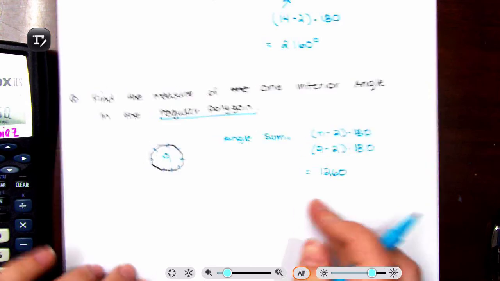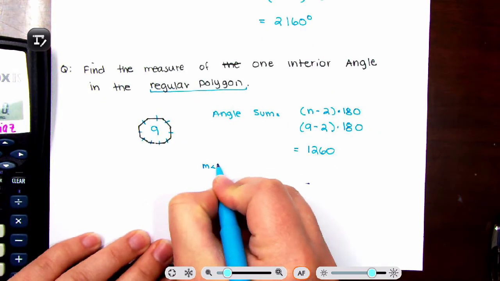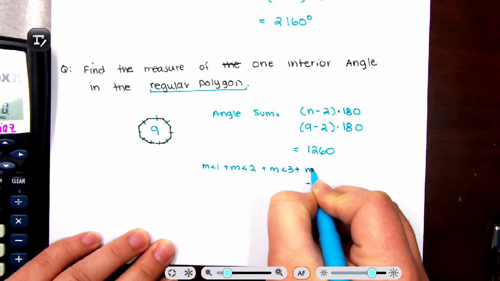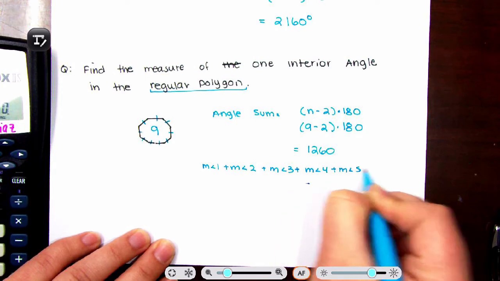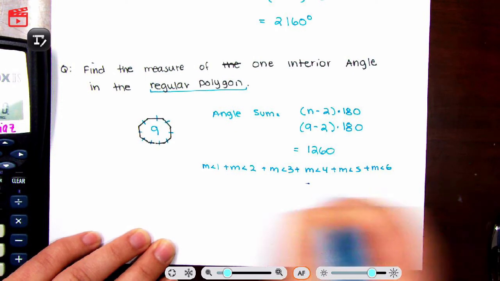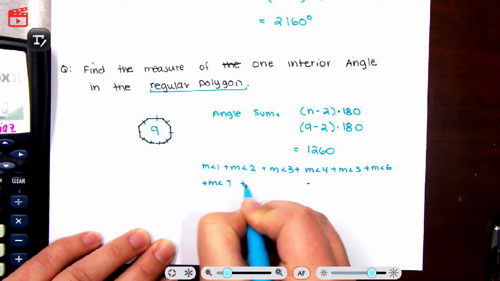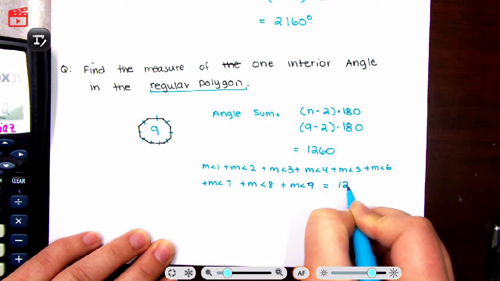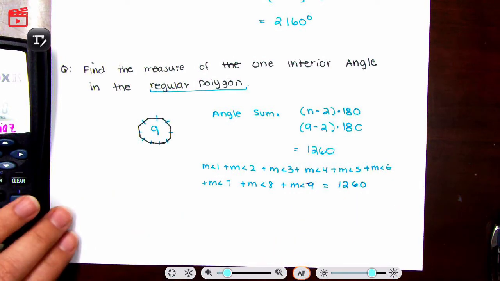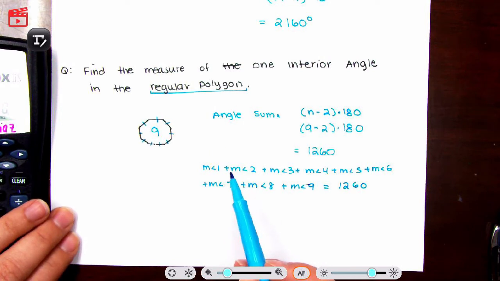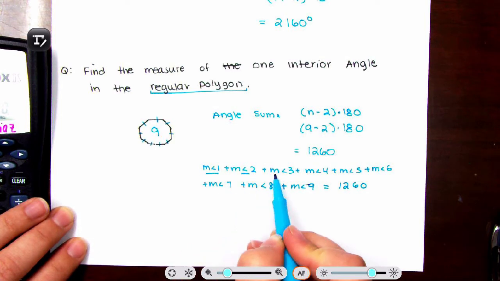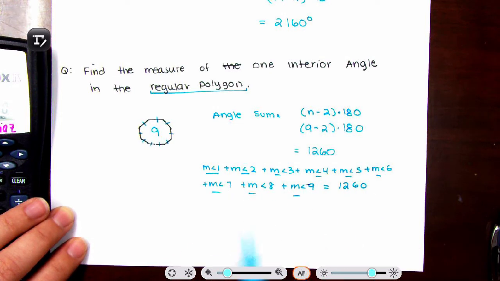And that means that the measurement of angle 1 plus angle 2 plus angle 3 plus angle 4 plus angle 5 plus angle 6, almost done, plus angle 7 plus angle 8 plus angle 9, all of that is equal to 1,260. What this is asking you is, what is one of these angle measures? Well, guess what? Because it is a regular polygon, all 9 of these angles are the exact same measure.